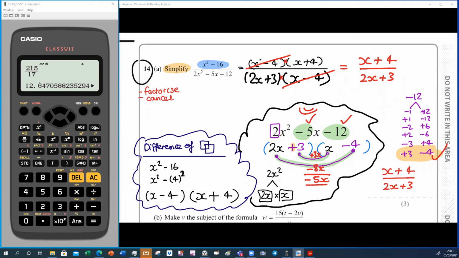So we're doing the difference of two squares for the top part. We're factorizing a quadratic equation. We're using the double smiley technique on the bottom part with the full working out, and the cancelling comes right at the end. And our job is done.